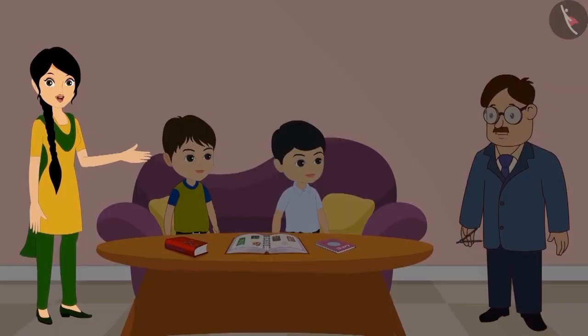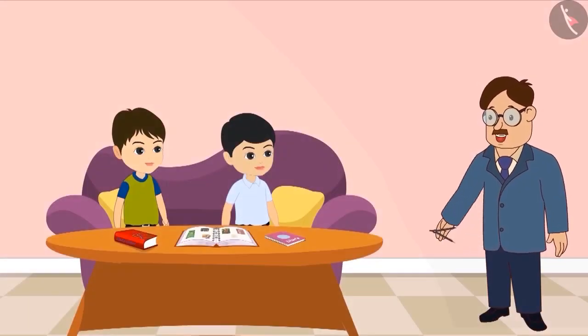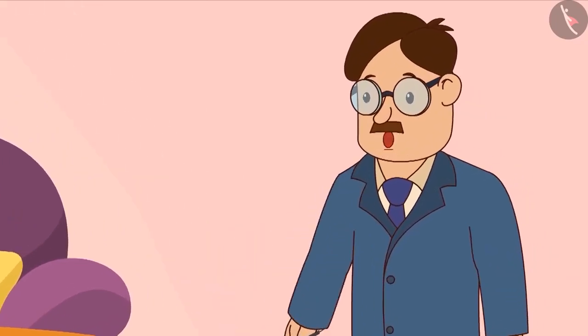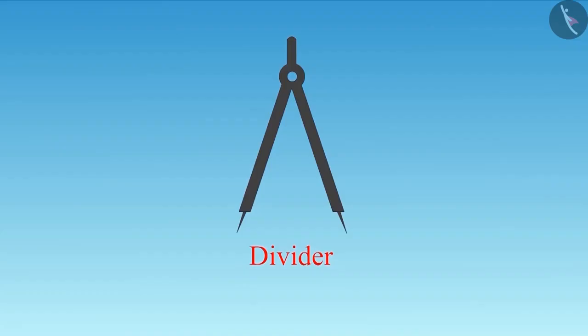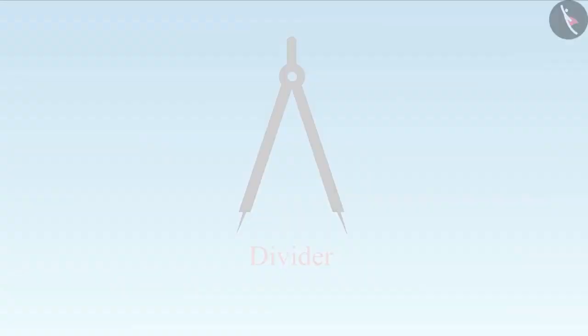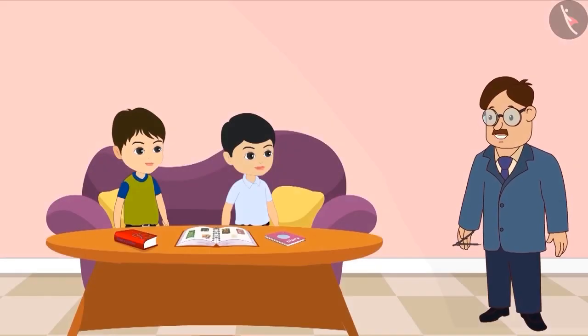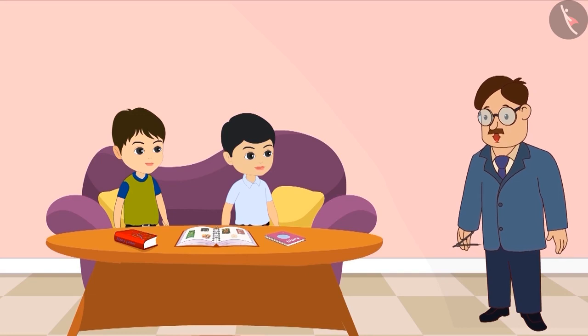To find out the correct answer, both went to their uncle and asked him about the angle being made in the picture of the seesaw. Their uncle showed them a strange object. Children, do you know what this is? This is called a divider. With its help, we can find out whether an angle is a right angle, greater than a right angle, or smaller than a right angle.